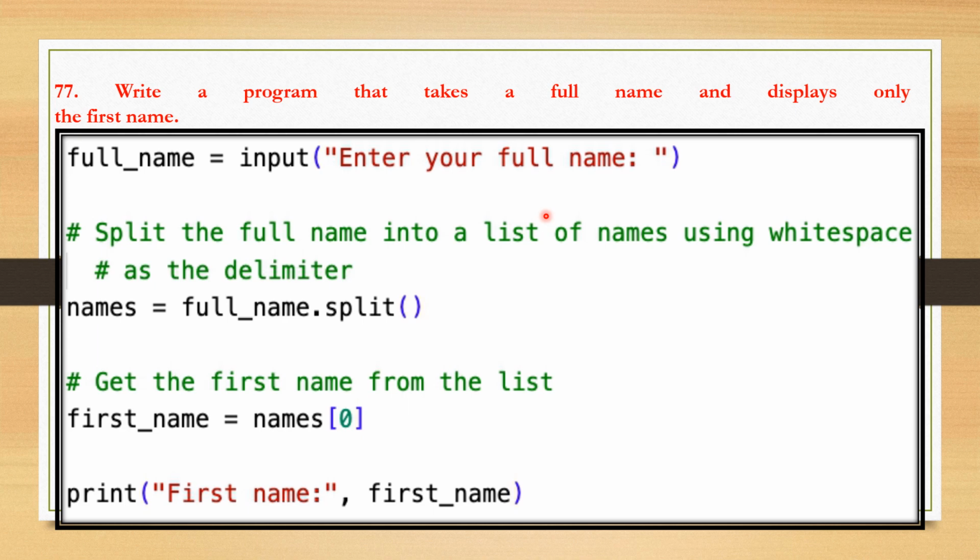The next program is to take a full name and display only the first name. First, the program will prompt the user to enter their full name using the input function, and the entered full name is stored in a variable full name. Then the split method is used on full name to split it into a list of names based on white spaces as the delimiter, which assumes that the first name is the first element in the list. The first name is then obtained by accessing the first element using indexing, name[0], and it is stored in a variable first name. And finally, it prints the first name.